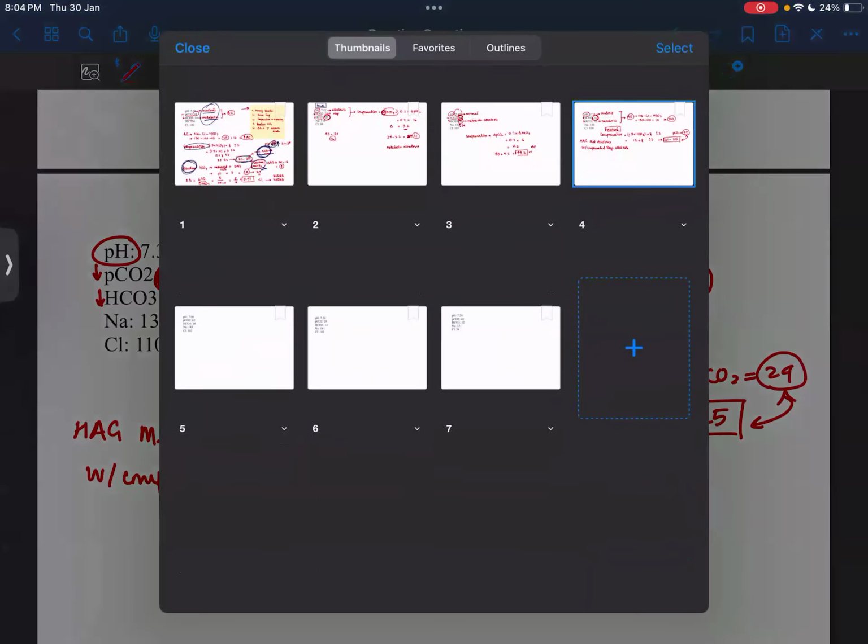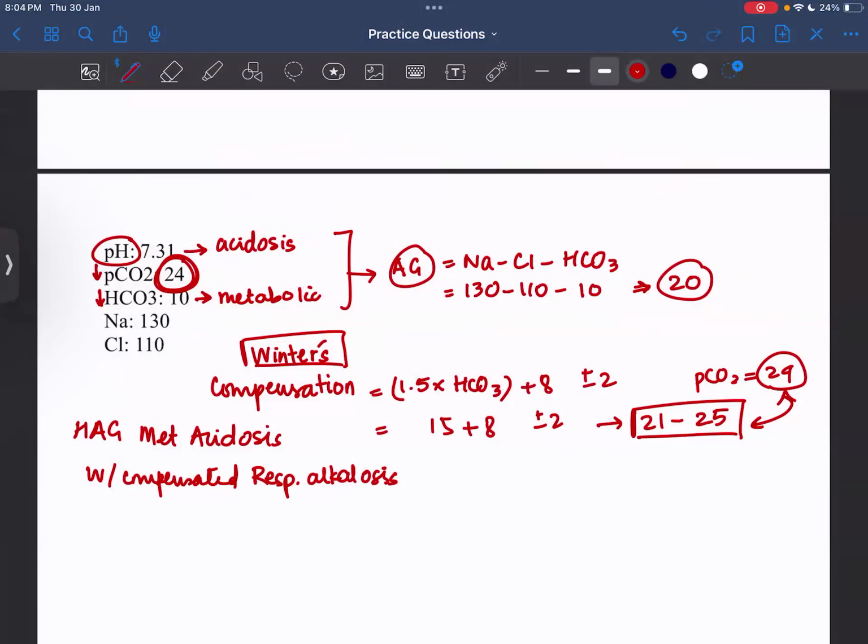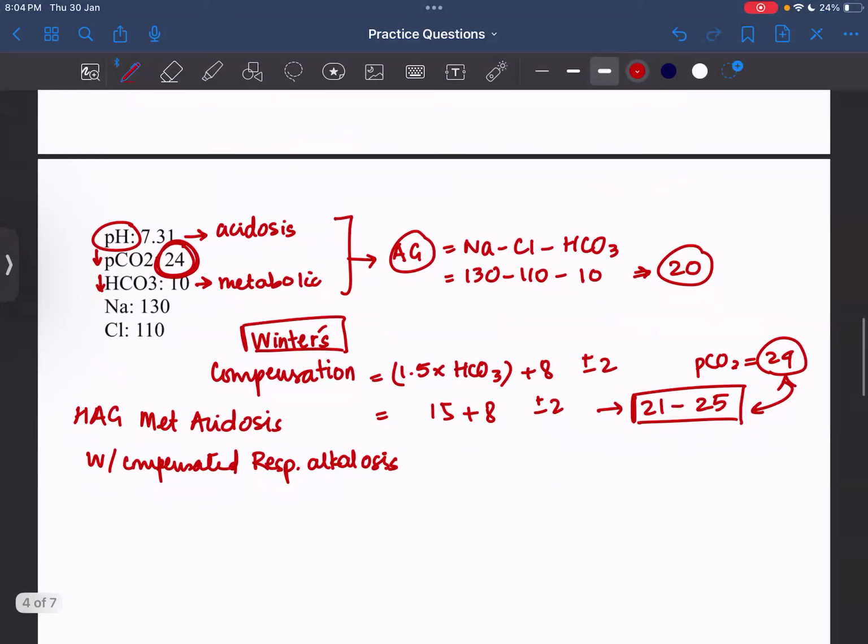Hold on. Let's look at the anion gap. I think I made a tiny mistake. Okay, that's totally on me. So basically, the anion gap is actually not 20. It's actually 10 because this is 130. So 130 minus 110 minus 10 would be 10. And this is actually normal anion gap metabolic acidosis.